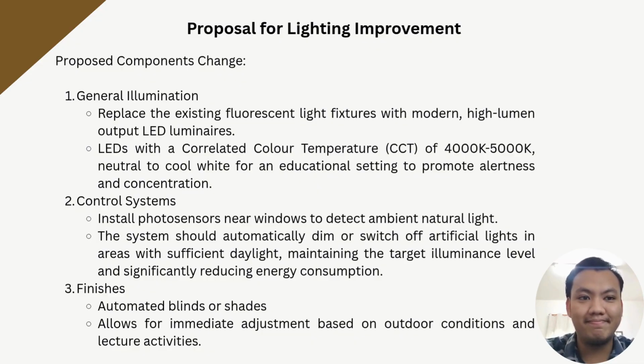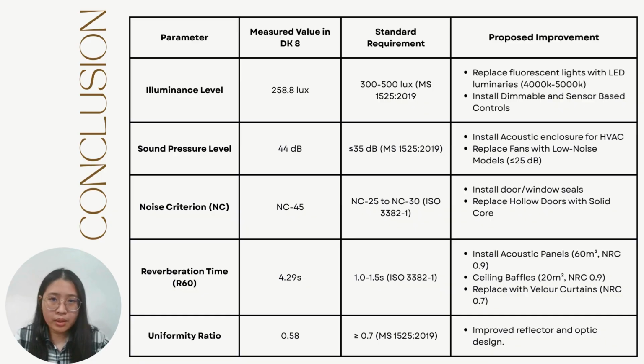Thank you. To sum up everything, the measured illuminance level in DEWAN KULIAH 8 is 258.8 lux, which does not reach the standard requirement. So the proposed improvement is replacing the current lighting with a high luminance LED light, and also installing sensor-based controls to help enhance the lighting efficiency.